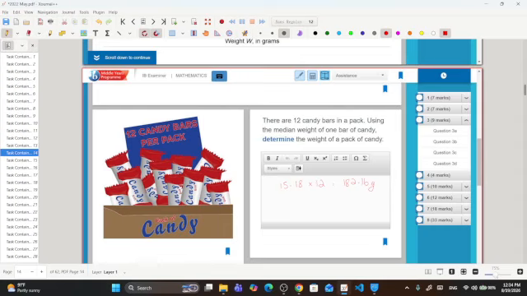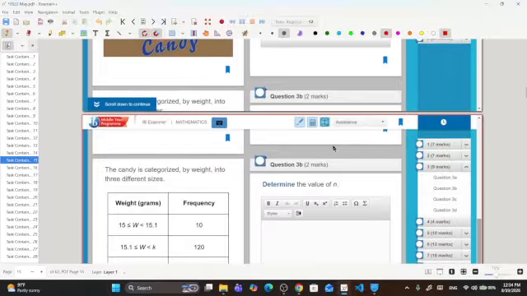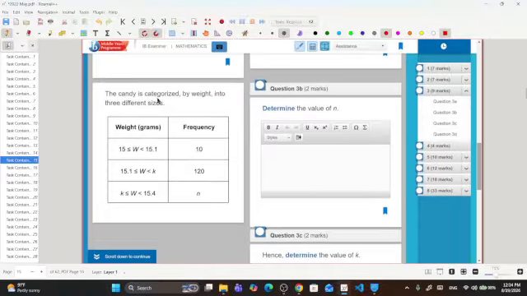Now, 3b says determine the value of n. The candy is categorized by weight into three different sizes. So from 15 to 15.1, there is a frequency of 10. From 15.1 to k, it's 120. The weight is in grams. And then there is k to 15.4.